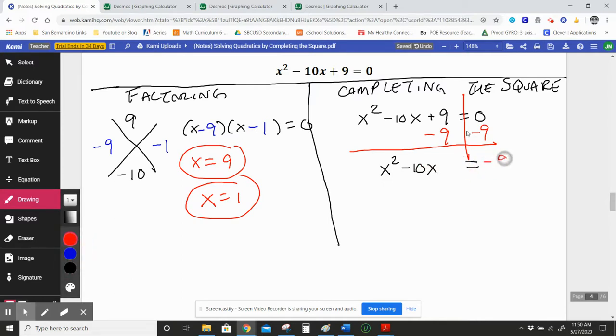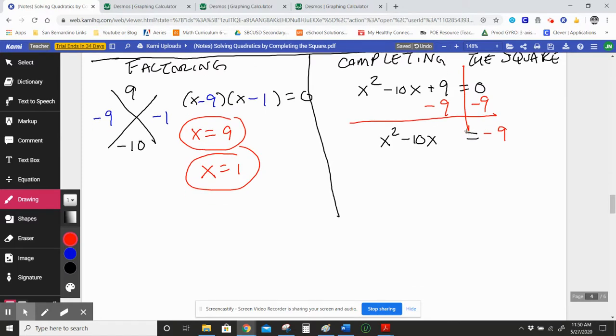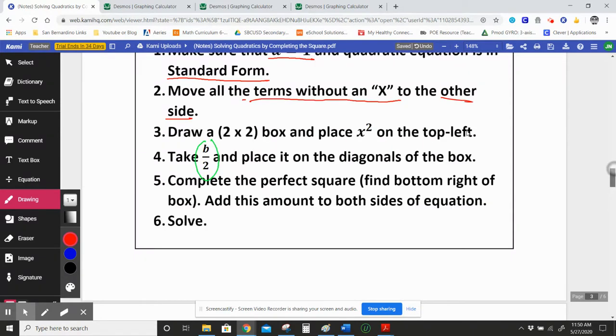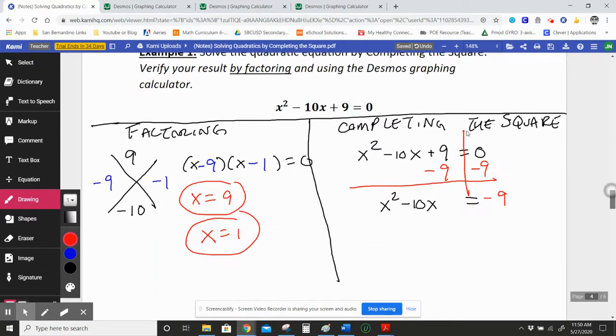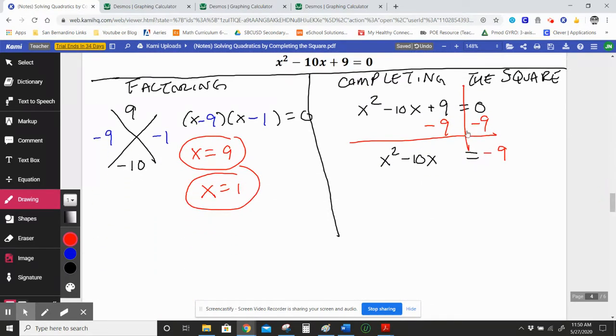So now we're left with this. Okay. Everything else is step 3. I think we're on step 3. Yeah, steps 3, 4, and 5 basically are the same over and over again. We're going to have to draw a box to figure out what is a perfect square for these terms.